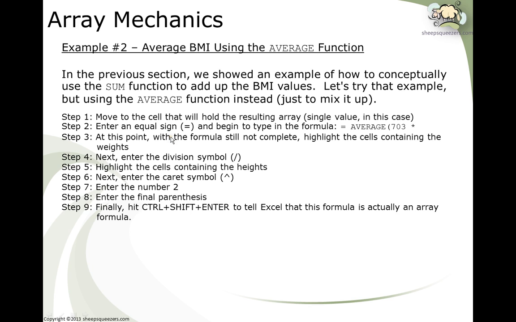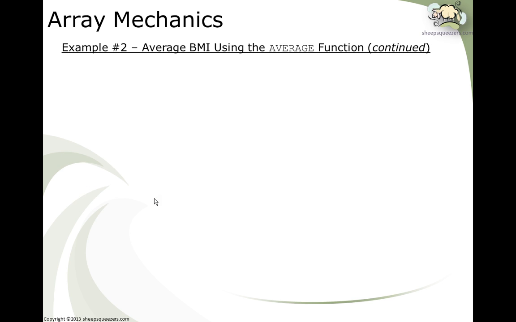At this point, with the formula still not complete, highlight the cells containing the weights. Enter in the division symbol, which would be a slash. Highlight the cells containing the heights. Enter in the caret symbol, which is the symbol above the number 6. Enter the number 2, indicating squared. Enter the final parenthesis, because we started with an open parenthesis; we want to close it here, and that's for the average function. Finally, hit Control, Shift, and Enter to tell Excel this is an array formula.